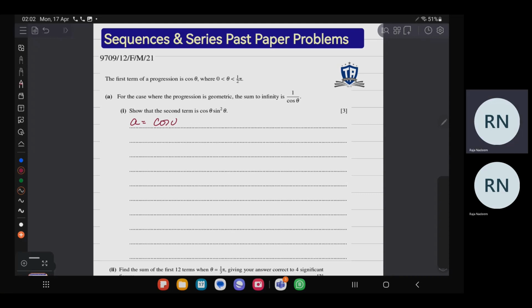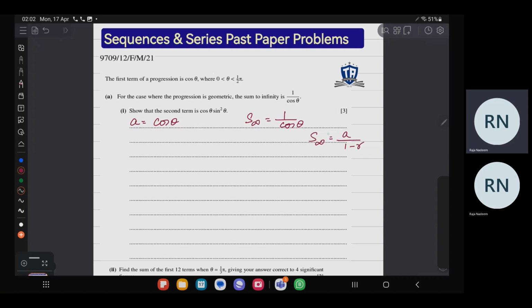For the case when the progression is geometric, the sum to infinity is given. So this is the value of sum to infinity. Show that the second term is cos theta sine square theta. As we know, the formula for sum to infinity is A over 1 minus r. If we look into the formula, we have A, we have sum to infinity, so r is missing. If we find r, then definitely we'll be able to find the second term in geometric progression.